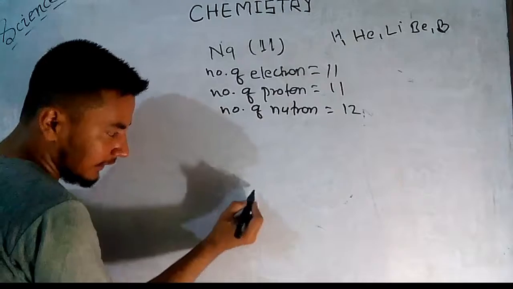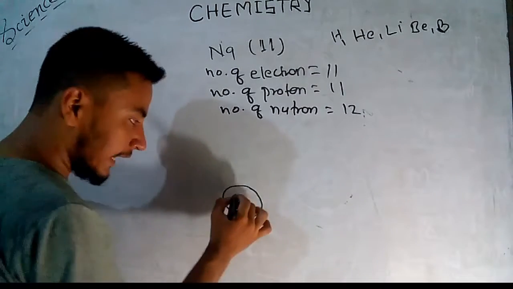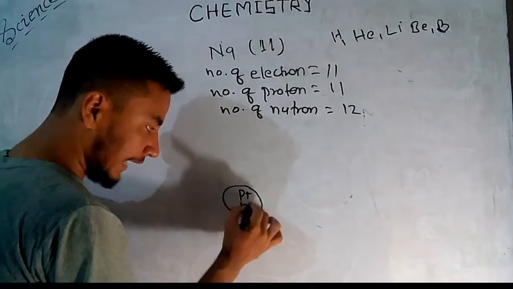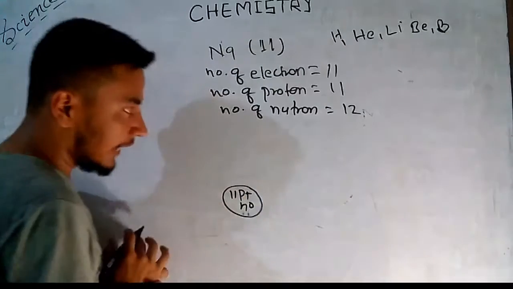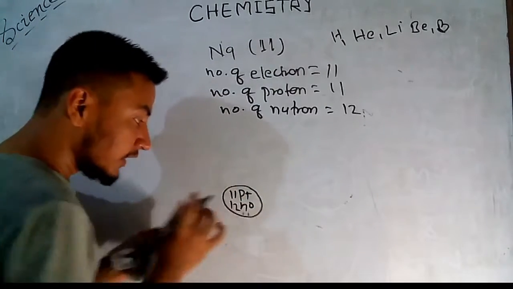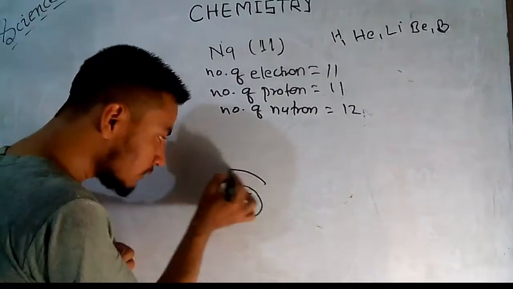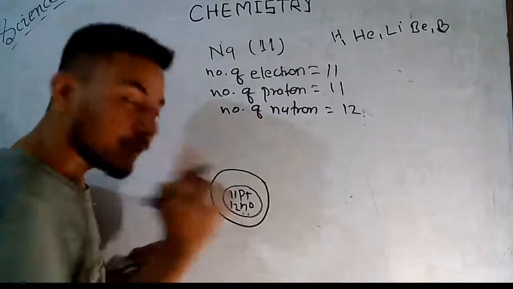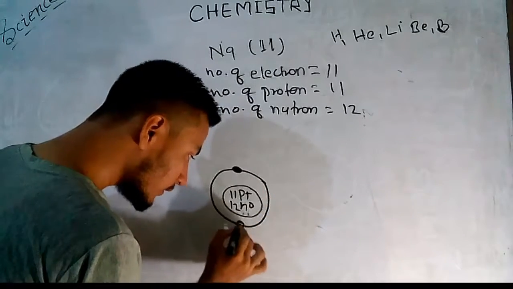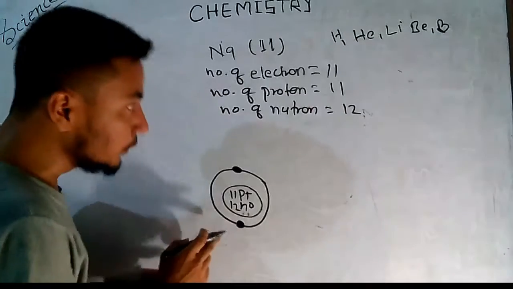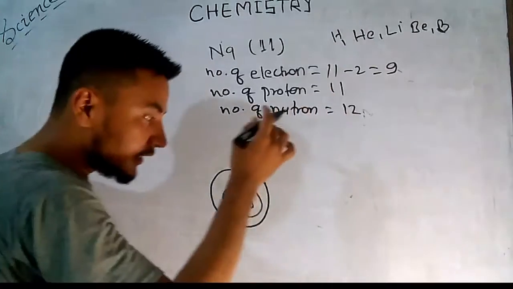So first is the nucleus. Inside the nucleus, you know, protons, that is P plus, and neutrons, N naught. So how many protons here? That is 11 protons, and 12 neutrons. So this is the nucleus. Now we have to draw the shells. So that is the first shell. How many electrons in the first shell? That is 2 electrons. So here 2, with a small dotted circle line.